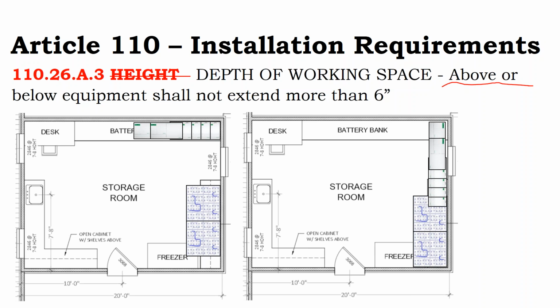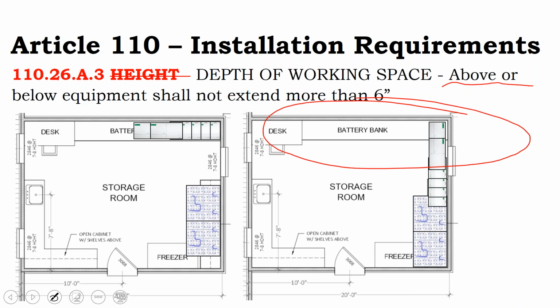So there's also a requirement that says within a dedicated electrical space working area, nothing except electrical equipment can be. So not plumbing, but our plumbing's over here. We have a freezer here. Maybe we want to move that over there. But above or below the electrical equipment, you can't have anything extending by more than 6 inches.